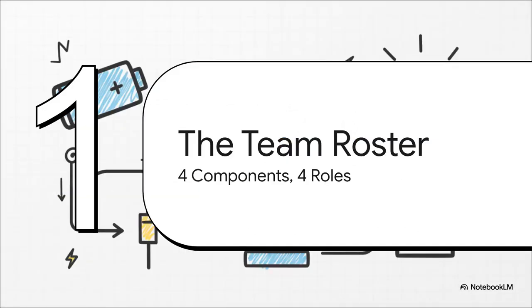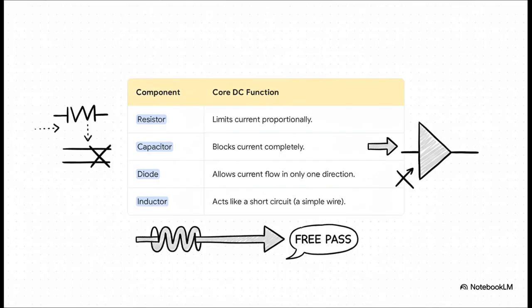So, there we have it, our 3 fundamental forces and our 4 key players. Let's put it all together and look at the final team roster, just to see how each one of these components behaves in a simple DC circuit. Let's just run through their roles one last time. The resistor, it's our dimmer switch, predictably limiting the current. The capacitor is a brick wall. It blocks current completely. The diode is our one-way door, only letting current flow in a single direction. And the inductor, that's the open highway, a free pass. Getting a handle on these 4 distinct behaviors is truly the first giant leap to understanding how all electronics really work.